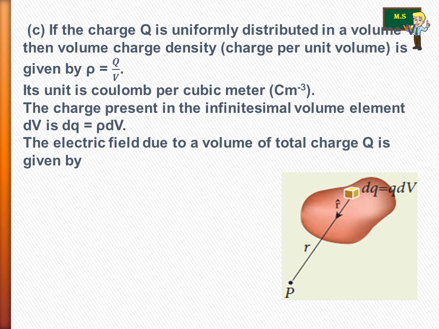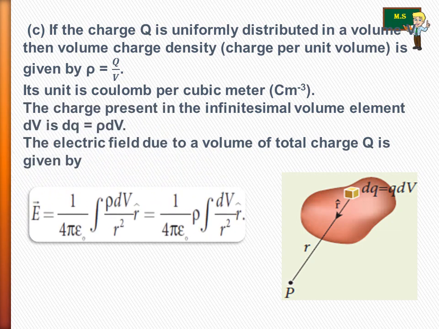The charge present in the infinitesimal volume element. We don't know the exact volume of the given picture, so we use dq is equal to rho into dv. The electric field due to a volume of total charge q is given by E vector is equal to 1 by 4 pi epsilon 0 integral rho dv divided by r square into r cap. If you take the rho out, then you will put rho by 4 pi epsilon 0.